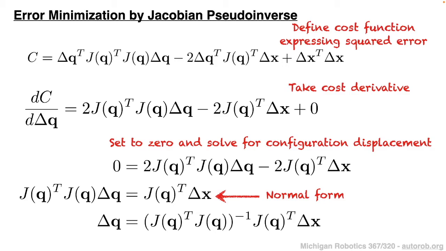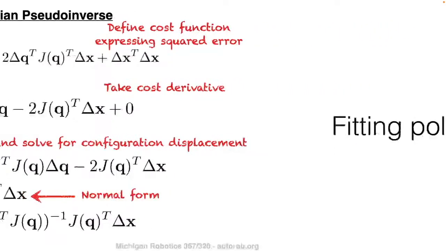So we set the derivative to zero, we work through and solve for the change in configuration, and what we arrive at is a change of configuration which is expressed in terms of this Jacobian pseudo-inverse portion here. And so that then is how the derivation for this process works, and it's what shows that this Jacobian pseudo-inverse is also minimizing the squared error. So it also serves as an error minimization technique within inverse kinematics.